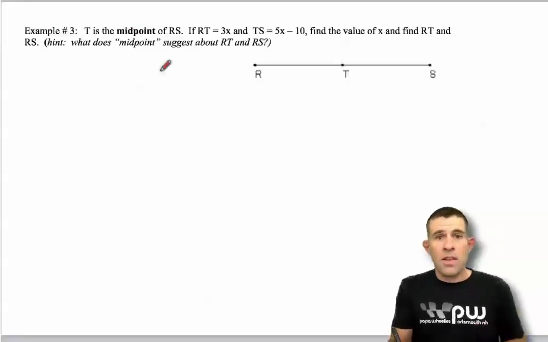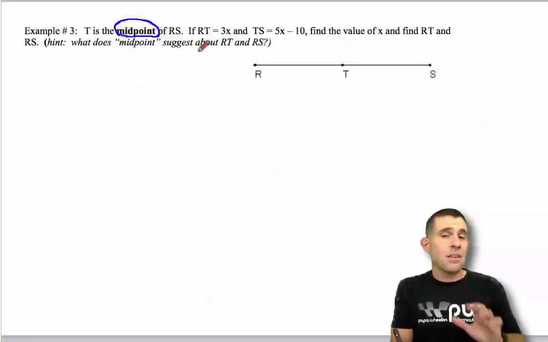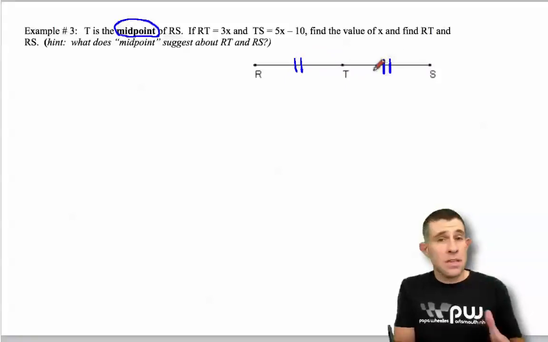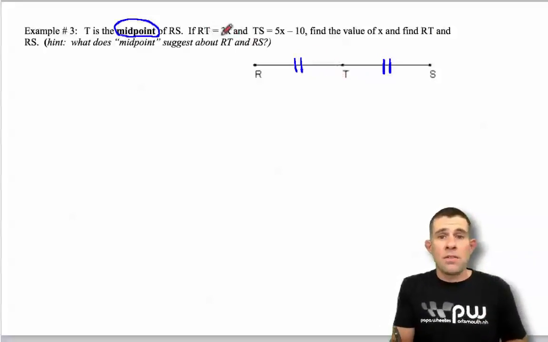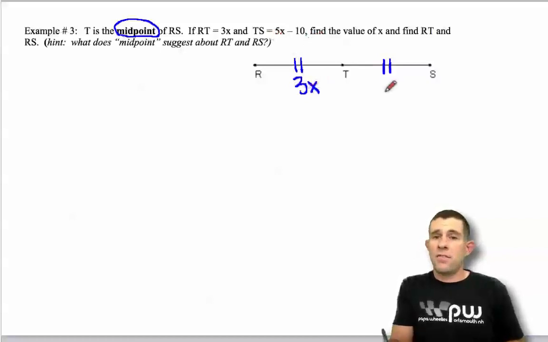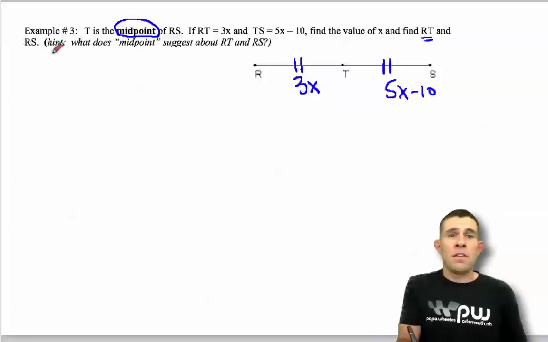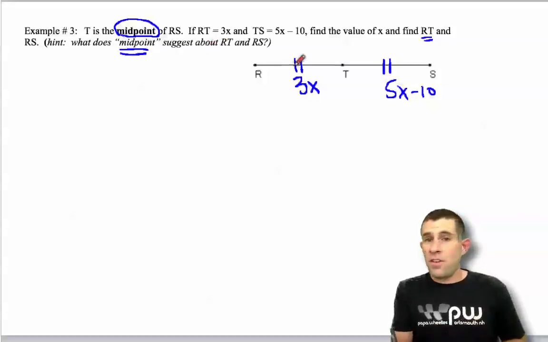All right, our next example, we read that T is the midpoint. And again, that's bolded, and I'm going to circle it because that tells me something about these two segments. It tells me that RT must be congruent to TS. So I'm going to put tick marks on that, indicating that those two segments have equal length. Now it says if RT is 3x and TS is 5x minus 10, we want to find the value of x and RT. It says, hint, what does midpoint suggest about these two?